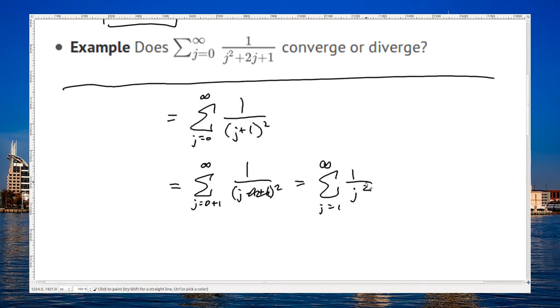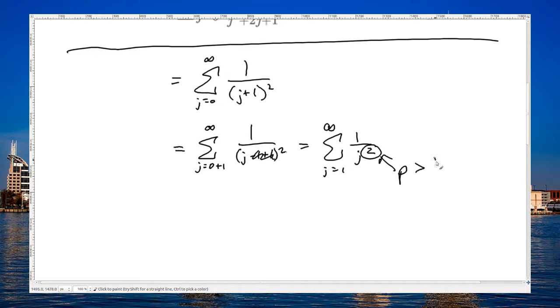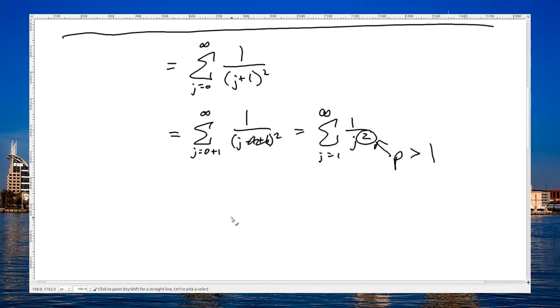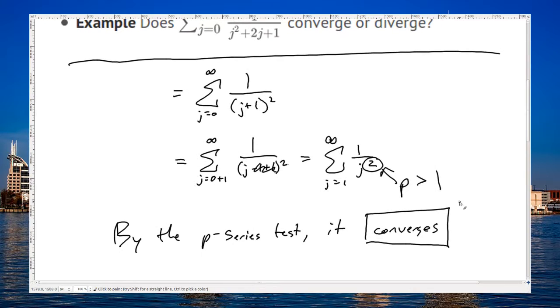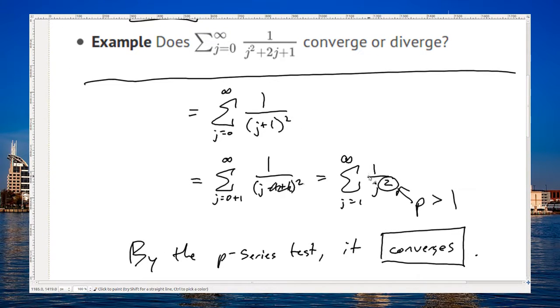All right, and what is that? That is exactly a p-series. There's the p right there, and it's bigger than 1, strictly bigger than 1. That will tell us that by the p-series test, it converges. Who knows what it converges to? But it converges to some number. All right, and that's all we have to do. We don't have to actually bother to do the integration ourselves.